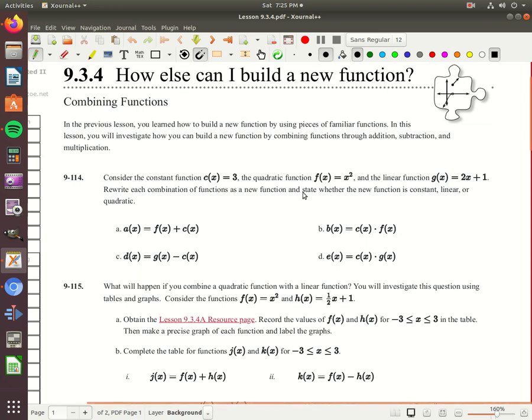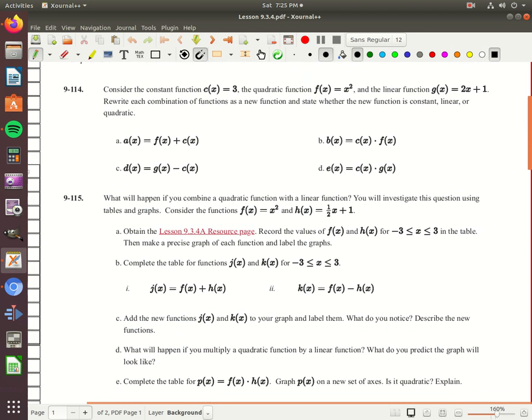Alright, so lesson 9.3.4, combining functions. Not the world's worst thing. It's pretty easy actually to do this. Some of the questions are a little bit crazy, but on the whole it's a pretty simple idea at least. So in the previous lesson, you learned how to build a new function by using pieces of familiar functions. In this lesson, you will investigate how you can build a new function by combining functions through addition, subtraction, and multiplication. Whether you remember this or not, you did a little bit of this in Integrated 1 just quickly towards the end of the year.